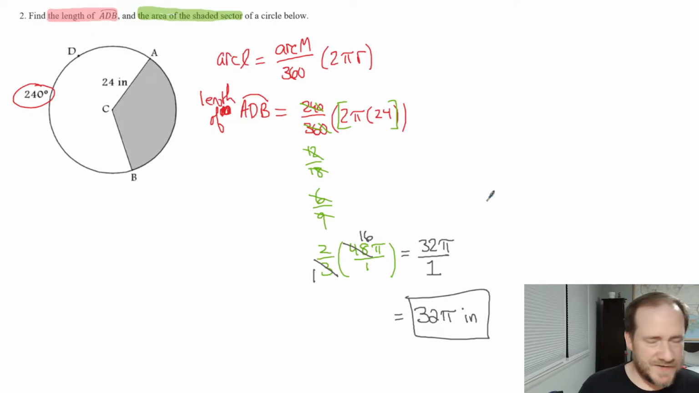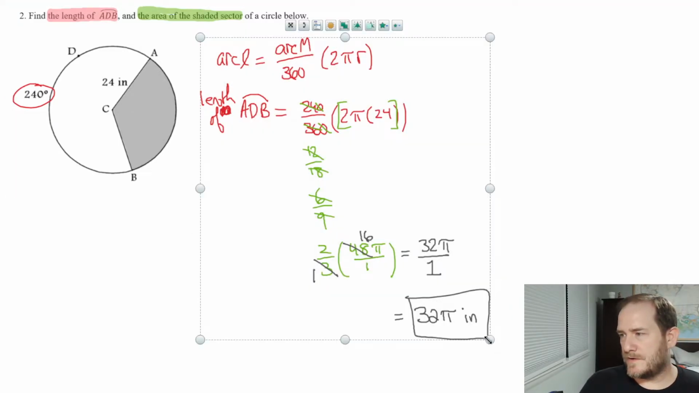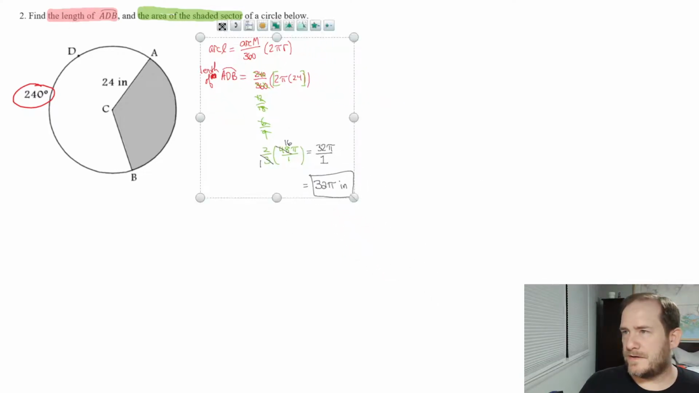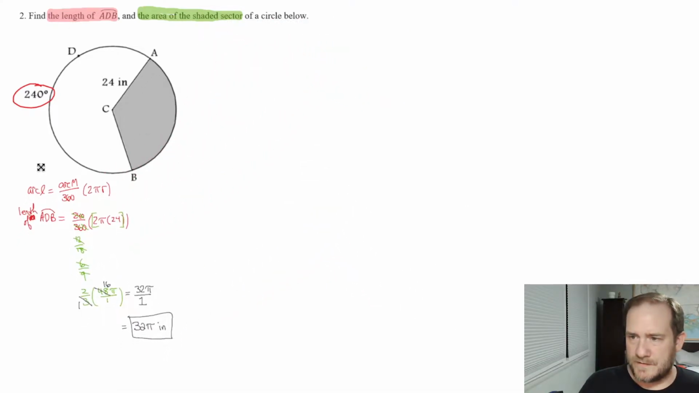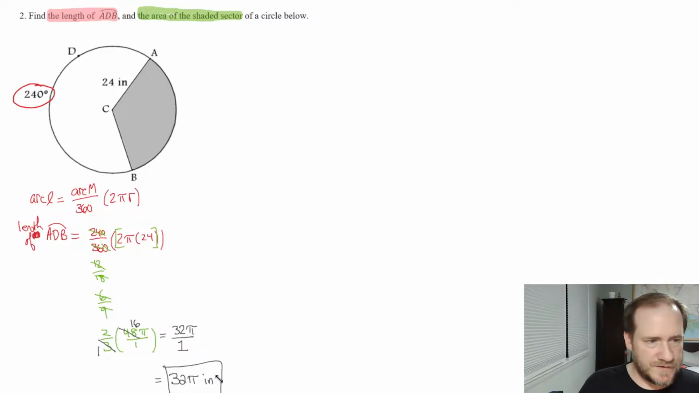But that's not the end of it, because remember we were supposed to also find the area of the shaded sector. So let me lock this down. Let me grab all this junk and shrink it. Put it over there. Alright, now we've got plenty of room to do the rest.